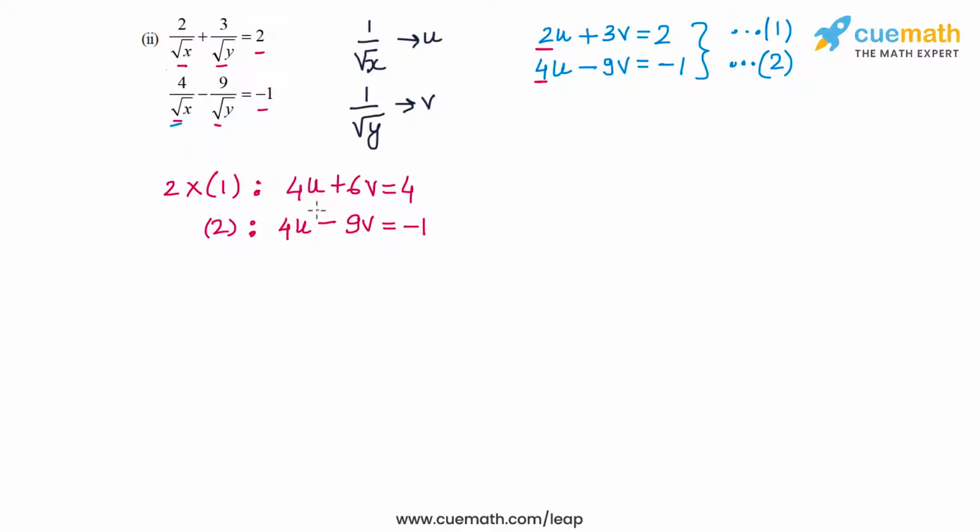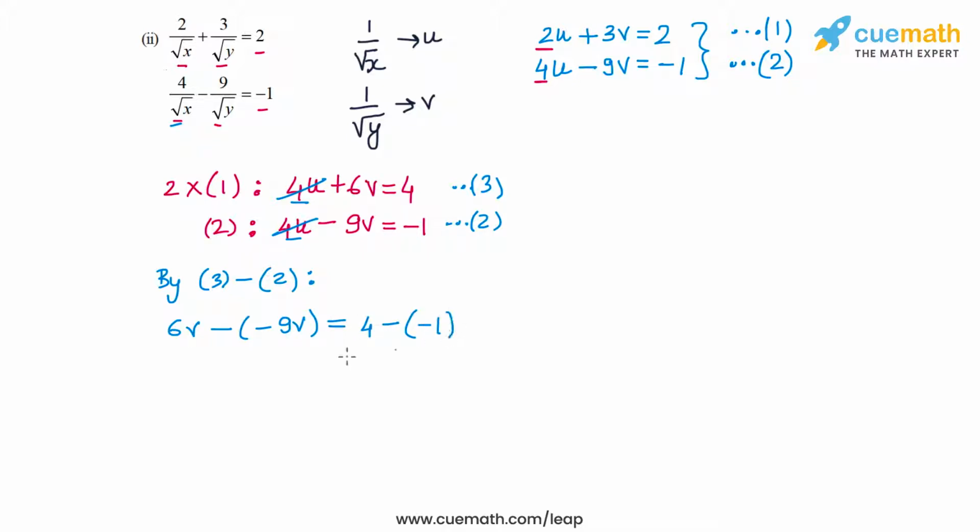And now we subtract the two equations because that will eliminate the u terms. So let's call this equation 3 and this equation is equation 2. So let's do 3 minus 2. So when we do 3 minus 2, what will happen? The 4u terms will cancel out. On the LHS we will have 6v minus 9v, and on the RHS we will have 4 minus 1.